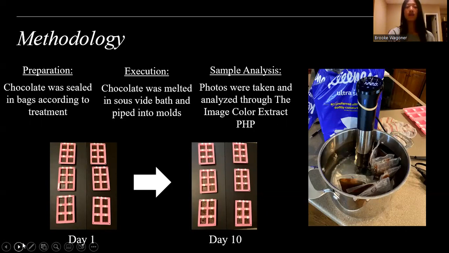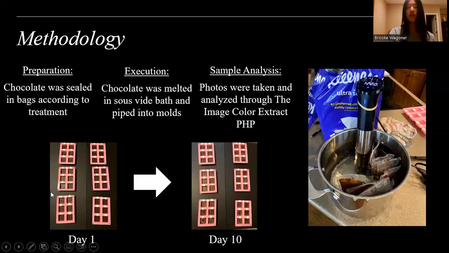So next I added the oil to each bag of chocolate. So there are 4 treatment groups. Treatment O had 0% oil by mass. A had 1.5% oil, B had 3% oil, and C had 4.5% oil. So each percent was calculated from the grams of chocolate, and then the amount was added to each bag. And then after that, each bag was vacuum sealed and then added to a sous vide water bath.